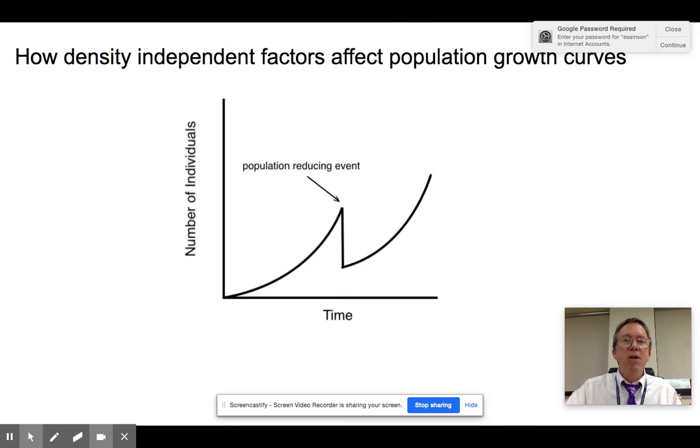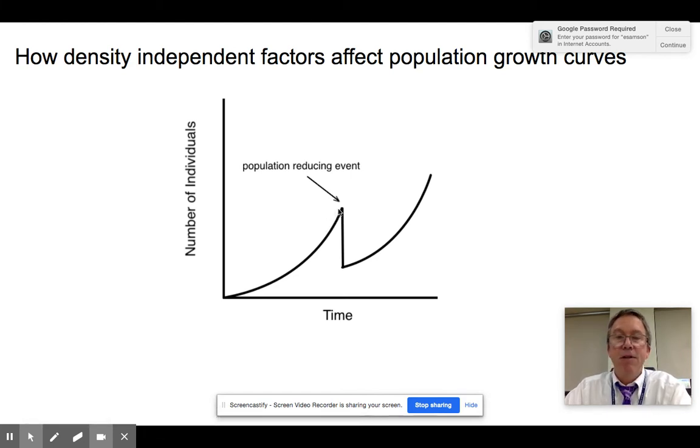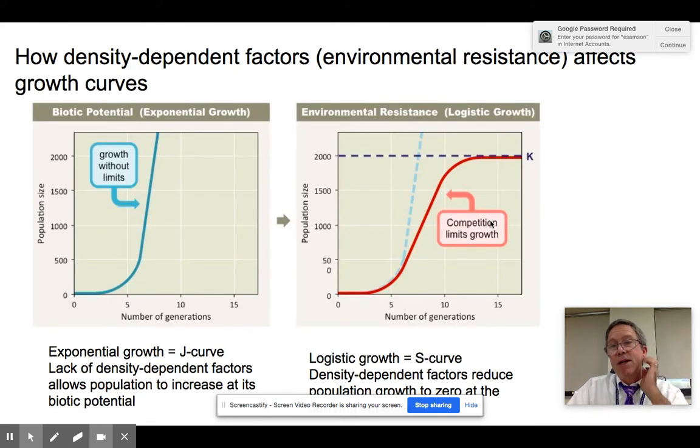Let's take a look. So we have an organism growing at its biotic potential, and there's some sort of population-reducing event. I don't know, a forest fire. That's not density dependent, or a disease comes in. All right. What happens is the population will drop, but after that drop, it will begin to go right back to growing at its biotic potential again, because what caused it to drop had nothing to do with how many organisms there are. But if it's density dependent, we get a curve that looks like this one here, this logistic curve. You need to be very familiar with it.